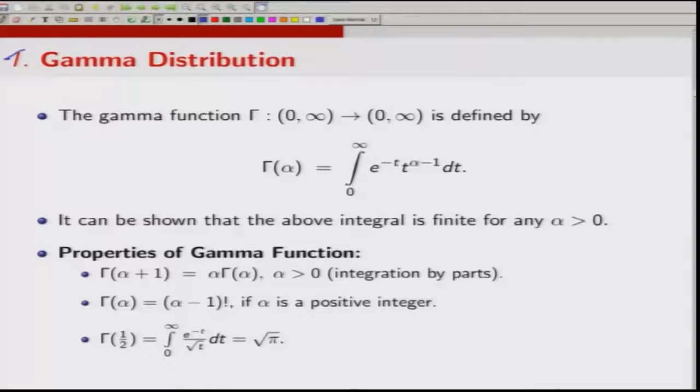So, now we will study the gamma distribution, which is the second distribution in the class of absolutely continuous distributions which we are studying here. So, first let me define what is a gamma function.